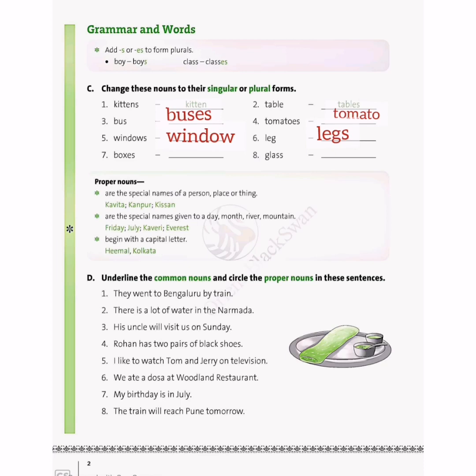Next we have boxes. Boxes means there are many boxes, it is a plural form, so we will make a singular of it and it will become box. And the last is glass. Glass means there is only one glass, so to make a plural of glass, we will add es and it will become glasses. Why? Because glass ends with double s, that's why we will add es to it. This is how we change from singular to plural and plural to singular. Practice it in your workbook.